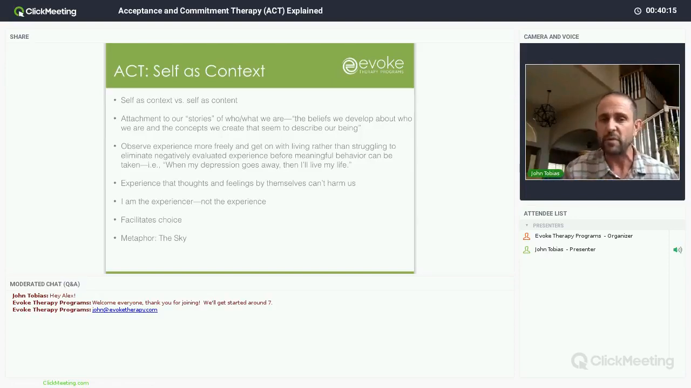One of the things I try to help them experience is that their difficult internal experiences don't have to necessarily dictate their behavior. I'll explain that a little bit. So self as context: one of the experiences I try to foster from this perspective is that thoughts, feelings, and memories by themselves can't harm us. It's only the action that we take or fail to take on their behalf that gets us into trouble.